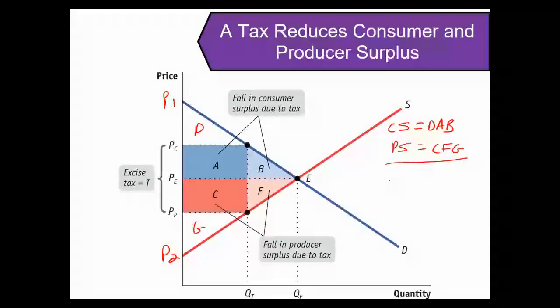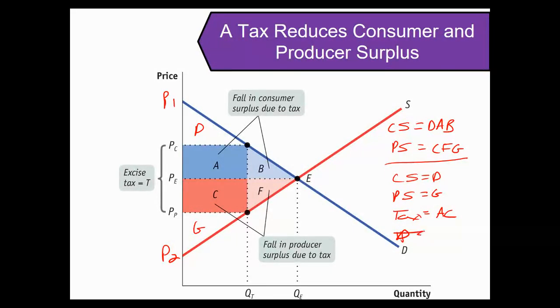After this excise tax is put in, we see that the consumer surplus is only D, producer surplus is only G, and what the government is collecting is A and C. And then the total surplus would be D plus G plus A plus C, because we want to include all that trapezoid looking area, because this is total surplus here.